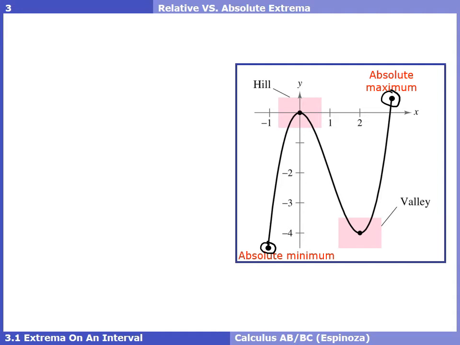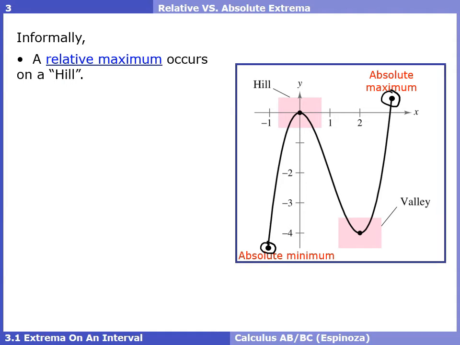But what is this different kind of extrema called relative extrema? Well, relative extrema are informally defined as hills or valleys. Relative maximums are what we call these little hills, and you can see that in this pink box in the graph.